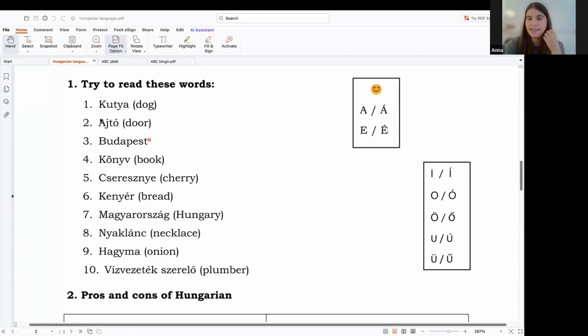Now let's try to do this. I have some words for you. First, I would like you to give it a go. How would you pronounce this word? It's a kutya. Kutya. K, u, ty, a. Kutya. The next one. Again, you try it first. It's ajtó. Ajtó. A, j, ó. Ajtó.